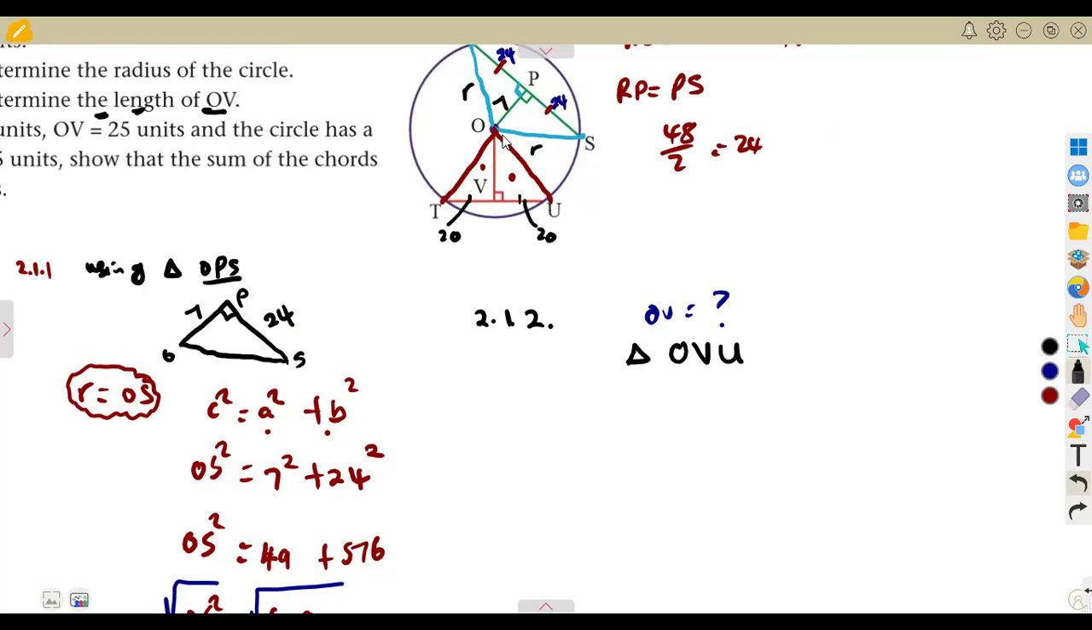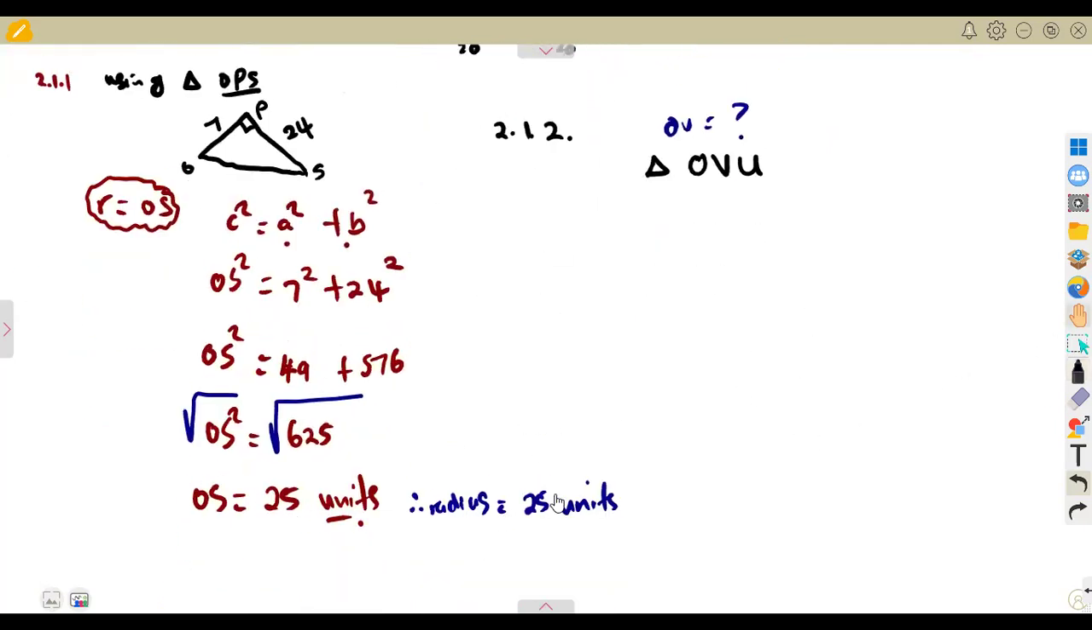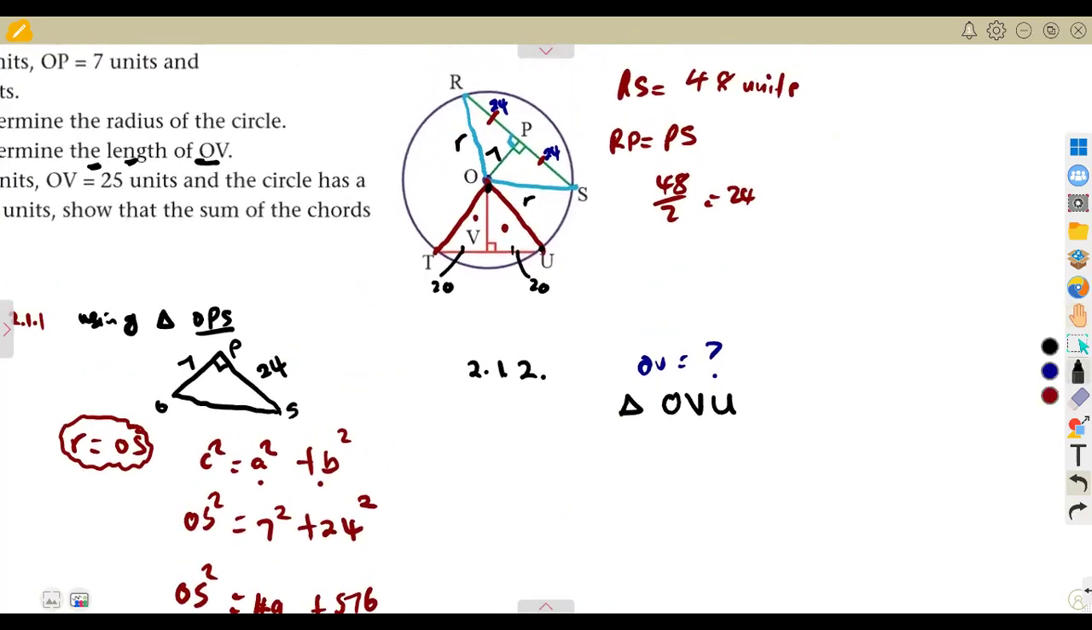And we have OU, which is the radius, just like I mentioned before, from the center to the circumference. So OU is the radius, and we calculated the radius of the circle, which is OS. The radius is 25 units. So it means OU is also 25 units. So you are formulating a triangle like this, from O to V, then from V to U. You are formulating a right angle triangle.